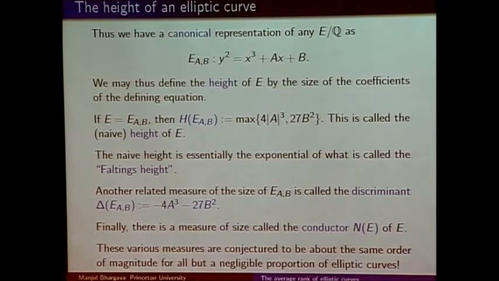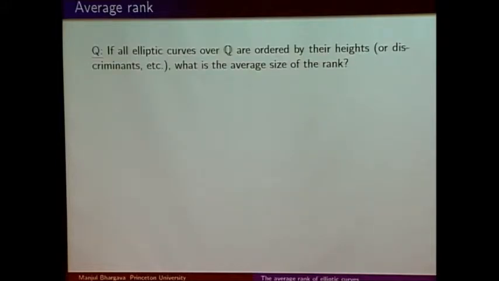That's just a conjectural thing, but I just want to point out that the naive height is about the same order of magnitude. It gives roughly the same kind of ordering on elliptic curves, regardless of which of these natural sizes one takes. So we'll just stick with the easiest one, which is the naive height, the one that measures the size of the coefficients defining the curve. So that's the height. Now we can ask our question more precisely: if we take all elliptic curves E_{a,b}, these minimal models of all elliptic curves over Q, and order them by the sizes of their coefficients, their heights, what is the average size of the rank? That's the question.